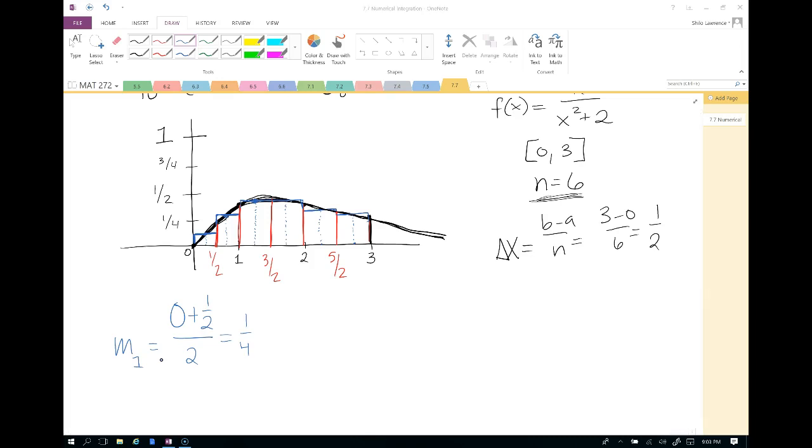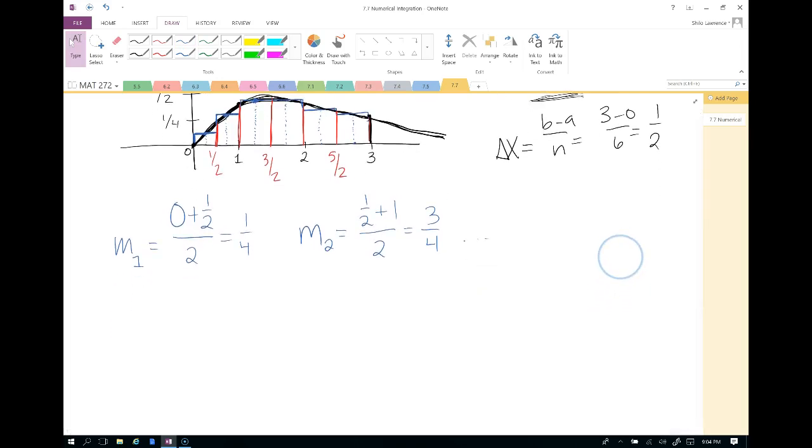And then after that, because our delta x is a half, they're all a half a unit away from each other. You also could just keep doing the same thing. M sub 2 is the midpoint of the second rectangle, which is halfway in between a half and 1. So a half plus 1 divided by 2, you end up getting 3/4. And we're going to do the same thing over and over again. But you'll notice when you calculate each of these, they're all exactly half a unit apart. That's because all of our rectangles are half a unit wide.